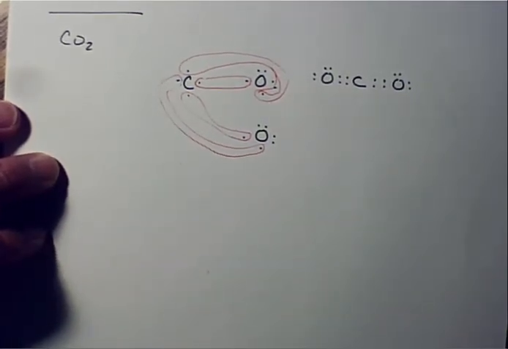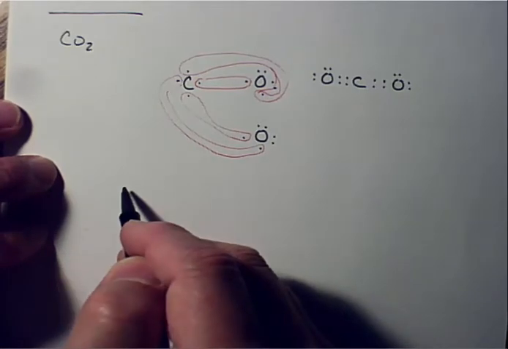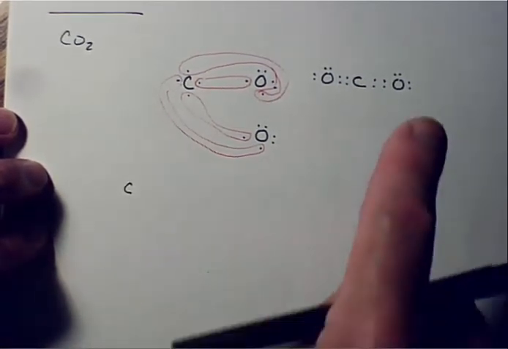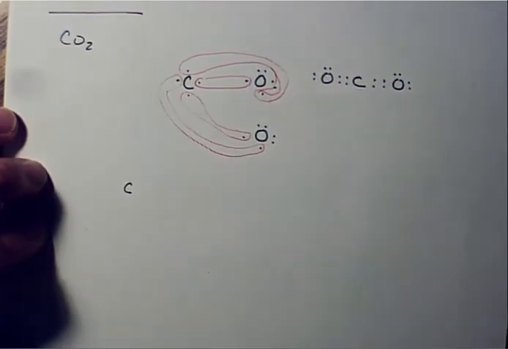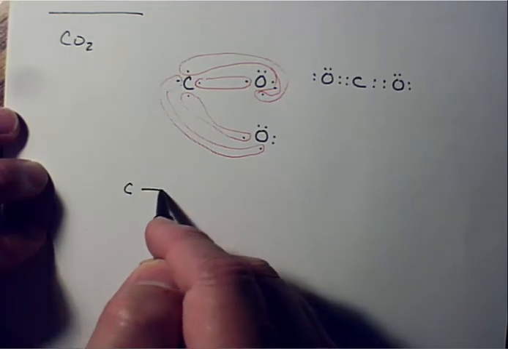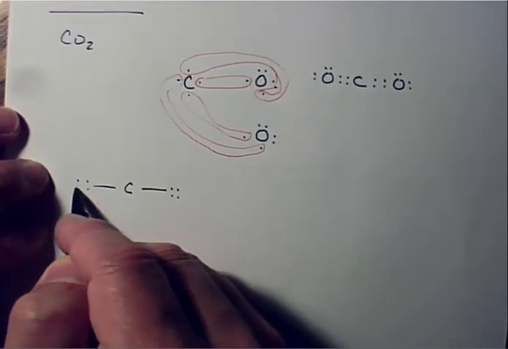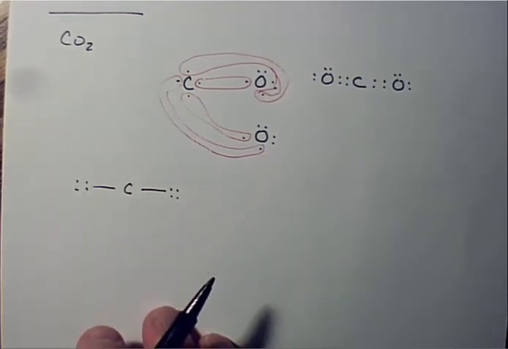Now from this we can draw a 3-dimensional shape. So carbon is here, and what angle is going to get those 2 sets of electrons as far apart from each other as we can get them? A straight line, which you call linear. There's our linear electron pair shape.